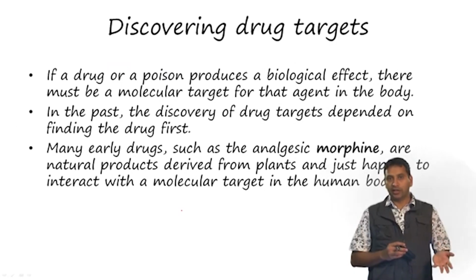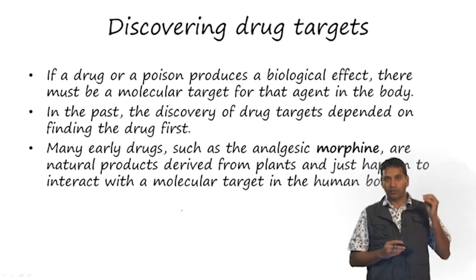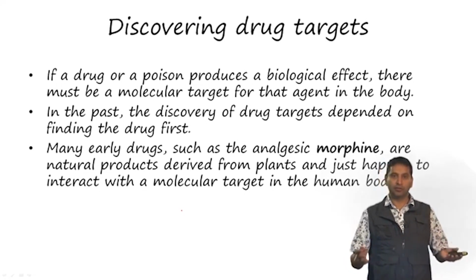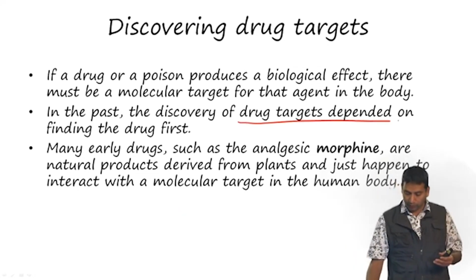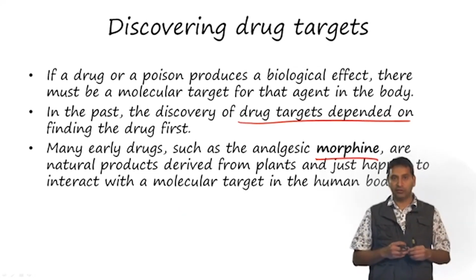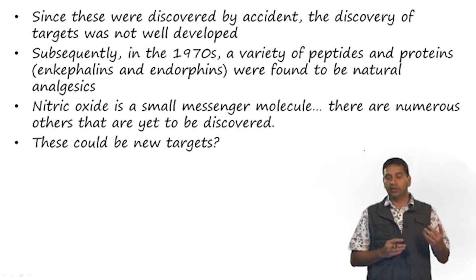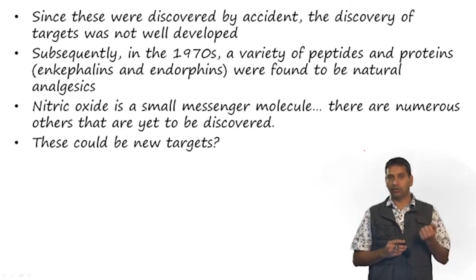Now, discovering drug targets is also something that one needs to be aware of. So, if a drug or a poison produces a particular biological effect, there must be a molecular target for that agent in the body. So, that can be fairly reasonable to assume, right. In the past, the discovery of drug targets depended on finding the drug first, right. So, for example, you had morphine, which was known to be an analgesic, and it was used for many generations, and it is obviously a natural product that is derived from plants, but it just so happens to interact with a molecular target in the human body. But then, since these were discovered by accident, the discovery of targets was not very well developed.